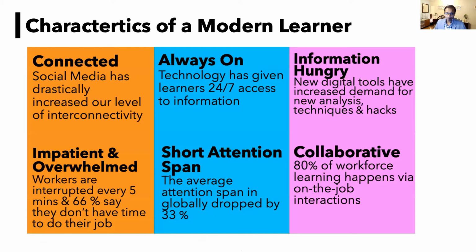So let me start by just discussing this idea of a modern learner. Well, the modern learner is not young or not old, doesn't come with age, right? The modern learner is really a connected learner. The modern learner is always on. They are information hungry, at times impatient, overwhelmed, with so much to do, with so little time, short attention span, yet demonstrating collaborative abilities. So just to give you some statistics, right?